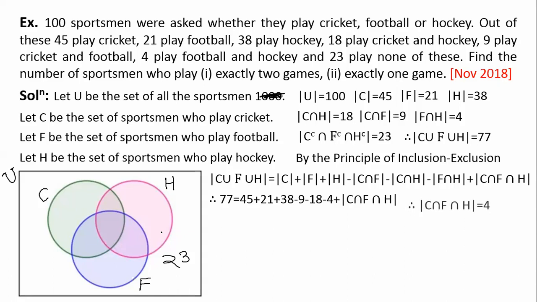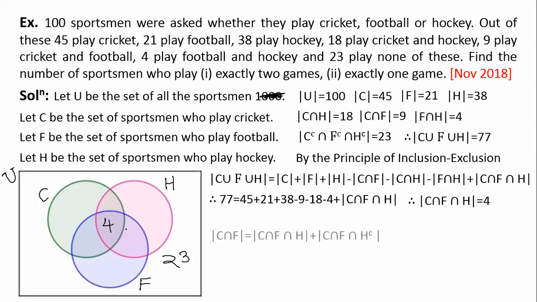So we have to solve this. After solving, we will get the cardinality of C intersection F intersection H is equal to 4. That means out of 100 sportsmen, there are 4 who play all the 3 games. So this much information is with us.